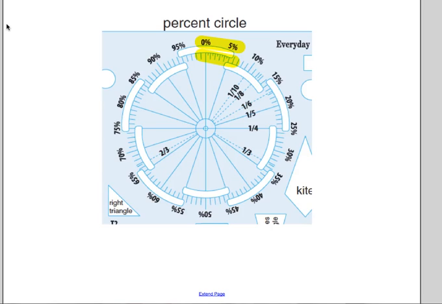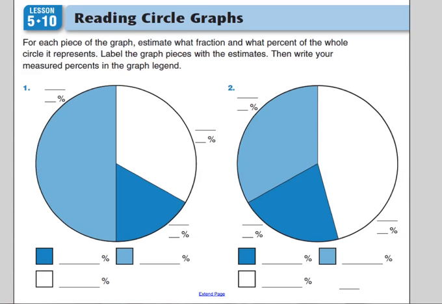Now, in your journal, on page 153, you have some work to do with reading circle graphs, and you're going to need to use that percent circle on your geometry template. Let's take a look at the directions for reading circle graphs. For each piece of the graph, estimate what fraction and what percent of the whole circle it represents. Label the graph pieces with the estimates. Then write your measured percents in the graph legend.